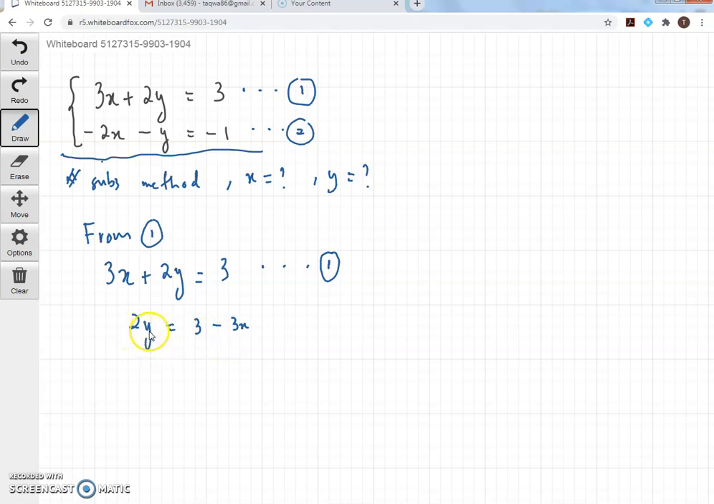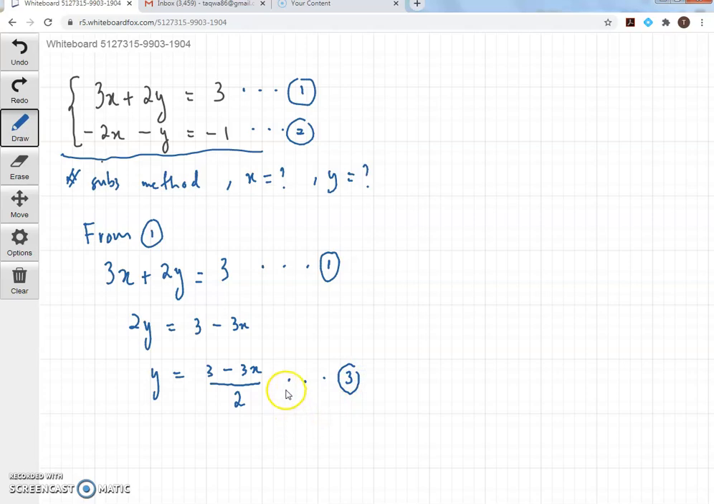This is a multiplication between 2 and y. So if you want to bring the value of 2 to the other side, the 2 becomes a division. So you are going to get y equals 3 minus 3x over 2. This is your, let's say, third equation.